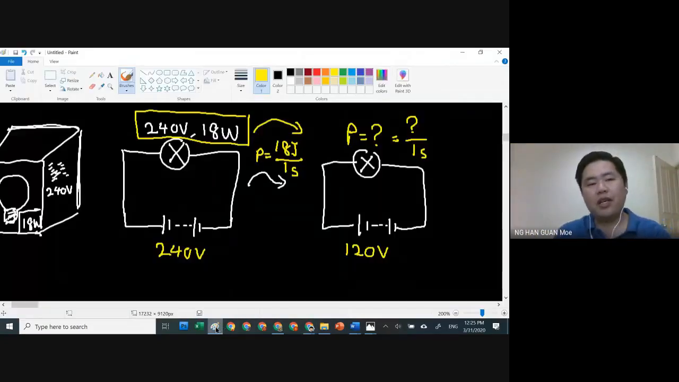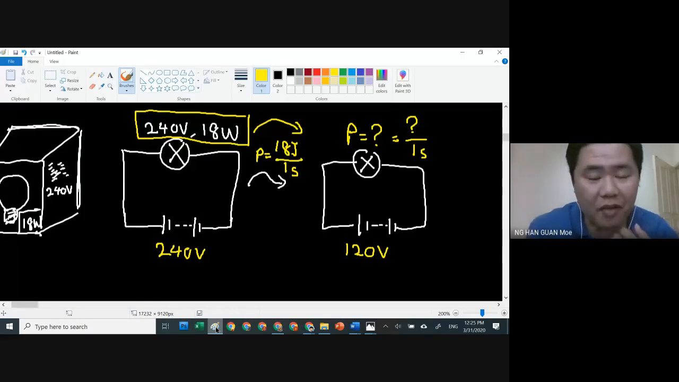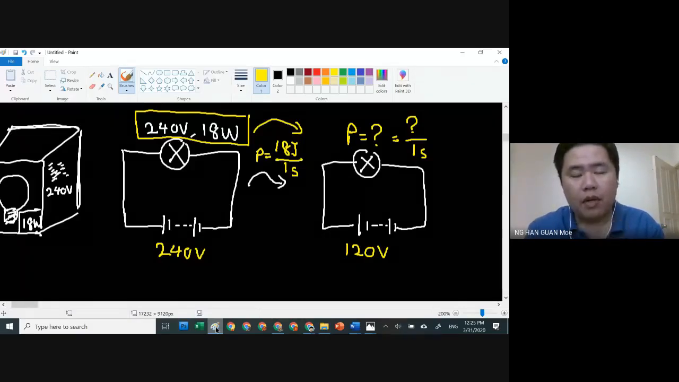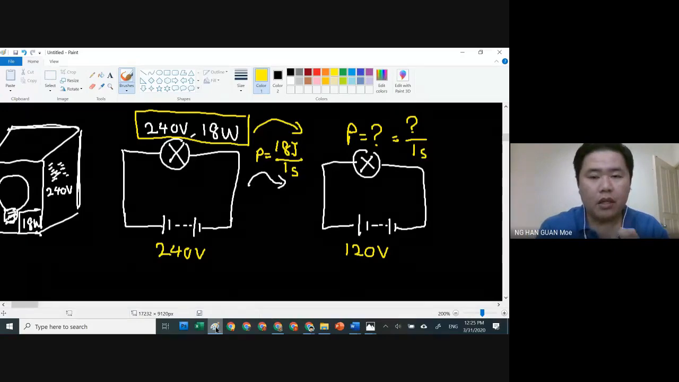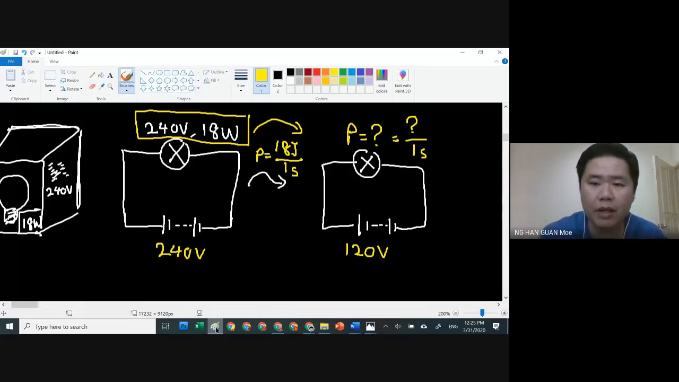Let me tell you whether it functions or not. I think you do have the experience. For example, the torchlight. Maybe now you haven't used a torchlight for a long time, because everyone uses the torchlight from the handphone. When you supply a new battery, the brightness of the bulb is considered the normal brightness.